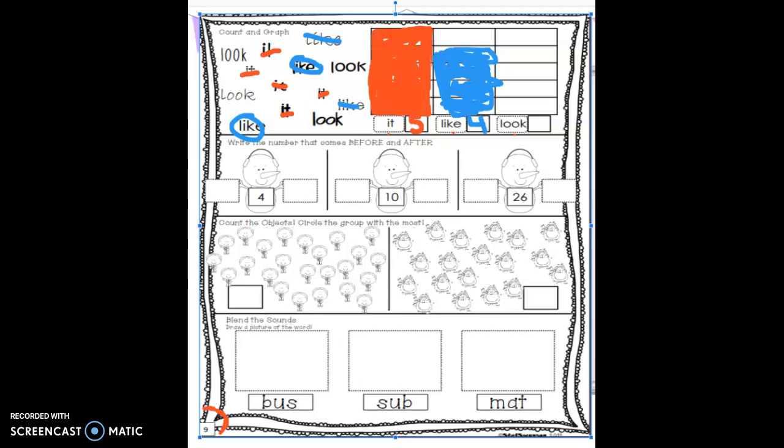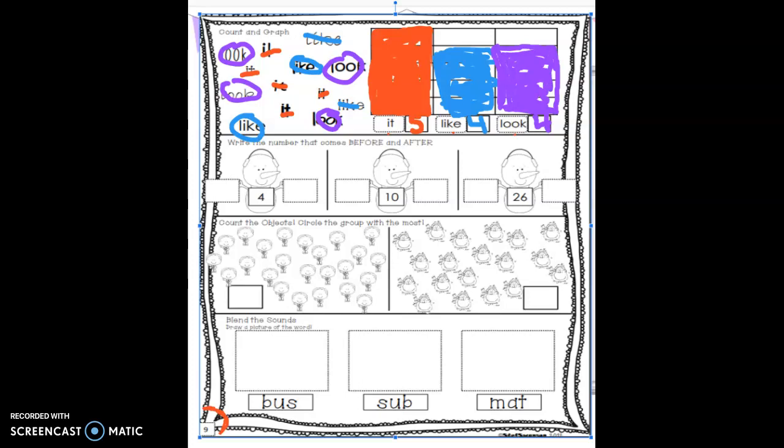Next, let's do look. How many looks are there? 1, 2, 3, 4. So look and like are equal. So I'm going to put 4 of these. 4 looks. Good. All right.